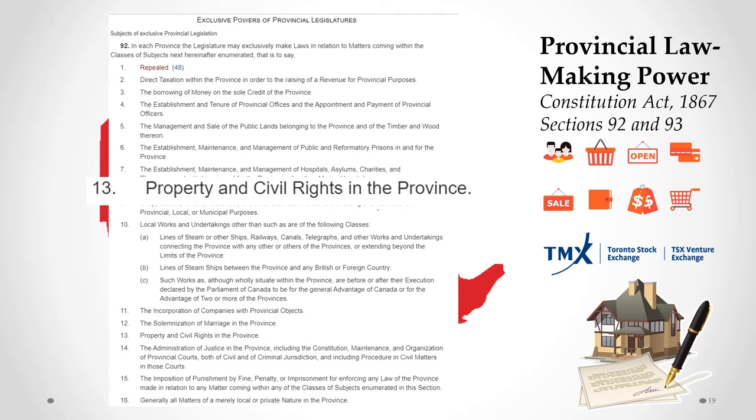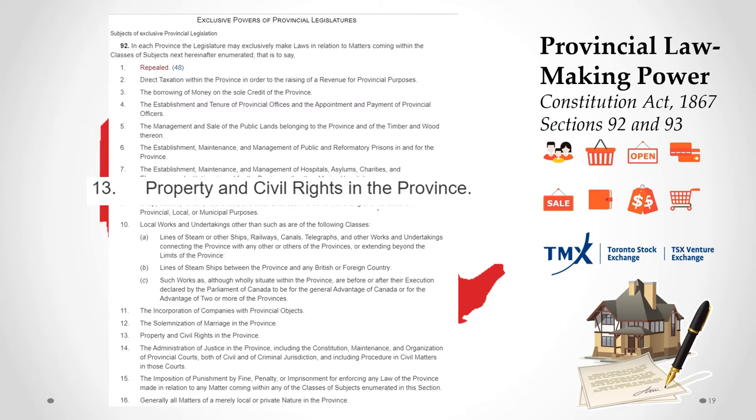This is the power, essentially, that gives provinces the ability to regulate most business transactions or the economy in general in each of the provinces. It gives them the ability, for example, to regulate the stock market. The Toronto Stock Exchange is regulated by the Ontario government. Any kind of consumer or business transactions can be regulated under this power.